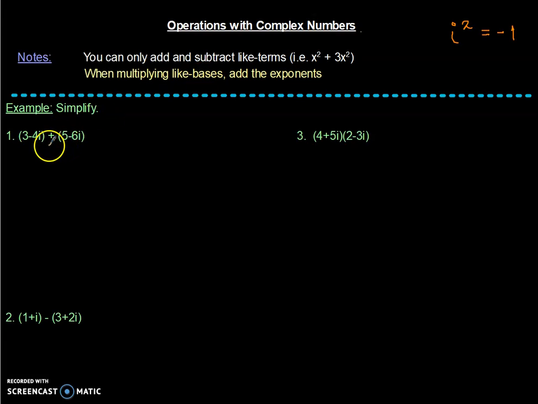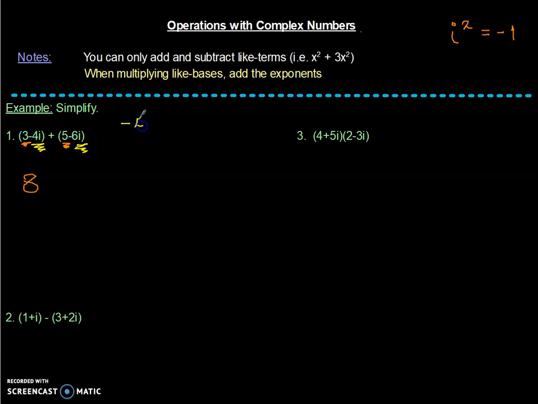So notice in number 1, you always look between the two parentheses. So I'm adding the two binomials, which means since I'm only adding, I can only add like terms. So meaning the real number with the real number. So I'm adding 3 plus 5, which will give me 8. And I'm going to add the imaginary number, which is -4 minus 6.